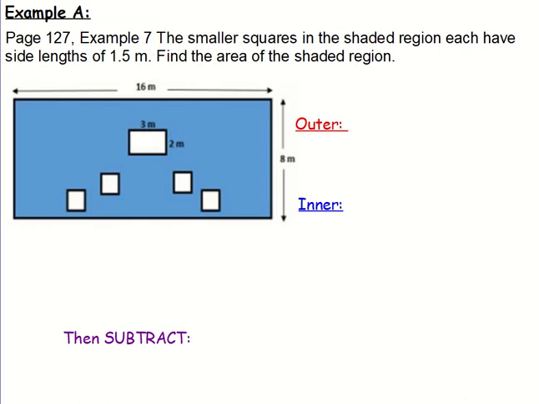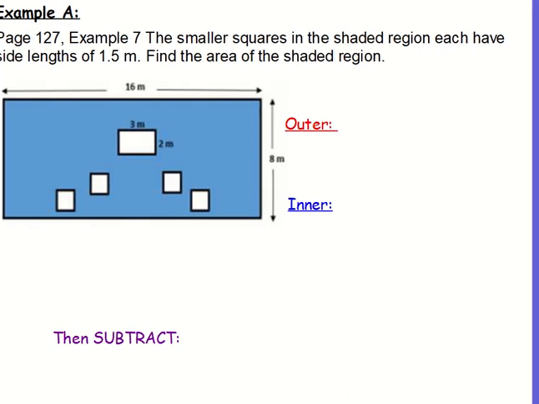Example A, page 127, example 7. The smaller squares in the shaded region each have side lengths of 1.5 meters. Find the area of the shaded region. So first of all, our outer shape is a rectangle.